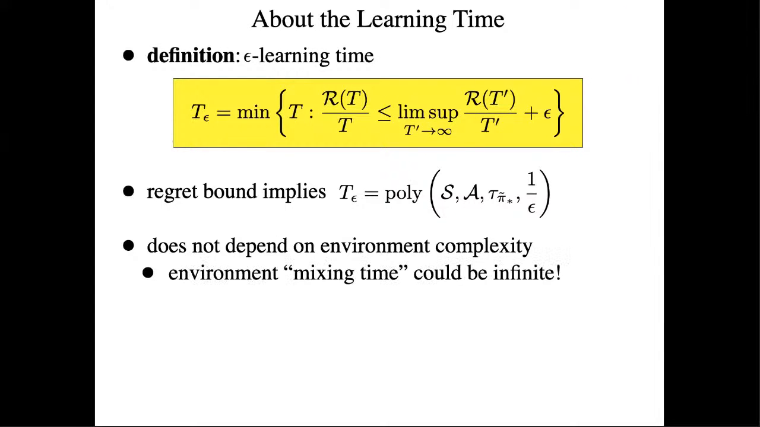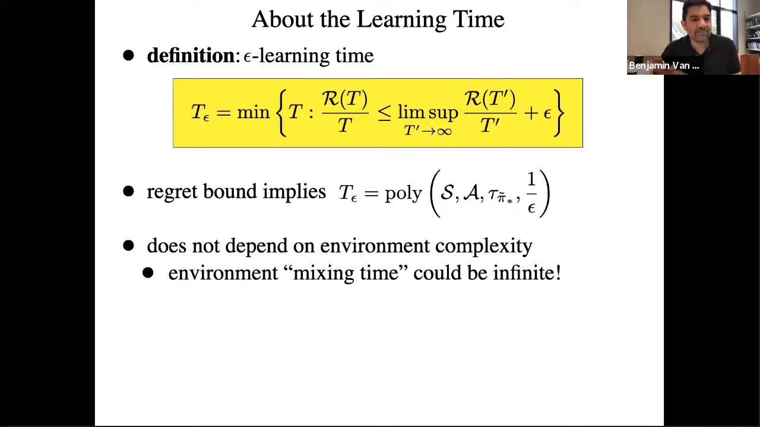Hey, Ben, quick question. Does epsilon have to be larger than constant times delta here? No. In fact, the environment mixing time could be infinite. So one thing we're trying to avoid here is any notion of environment mixing time coming into play.